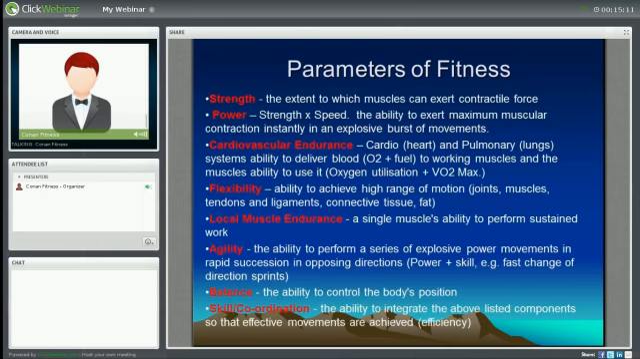Now let's take all of these to another level. So let's break it down to, like I said, that next level of complexity for the purpose of understanding. Let's look at these parameters of fitness, components. We've still got strength at the top there, and its definition is the extent to which muscles can exert a contractile force. So it's kind of just like brute force.